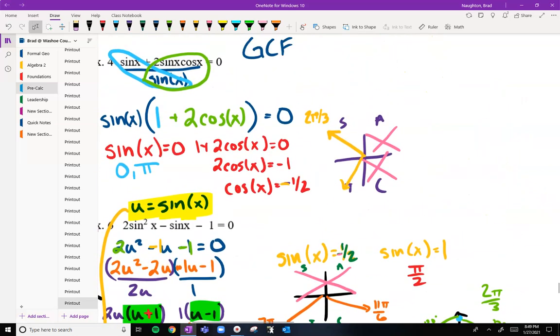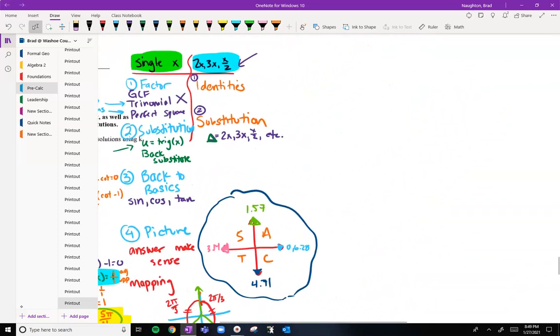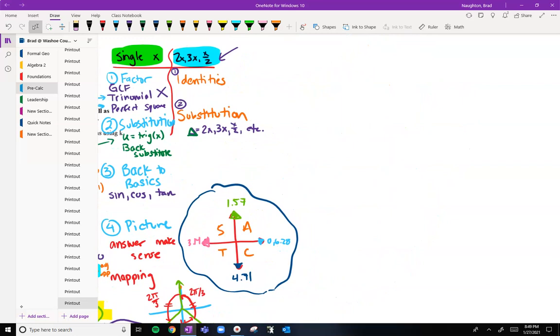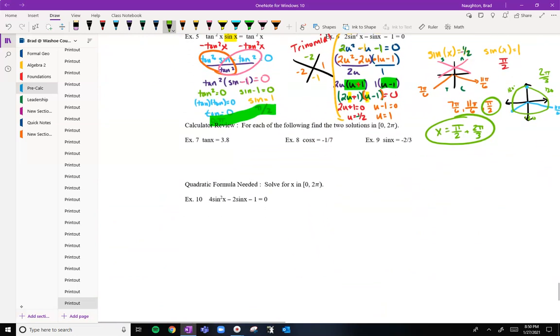So you can see how these strategies work and how they're helpful. Going back over here at the top, really trying to focus in on those. We've looked at the factoring, the substitution, the back to basics. The picture's been key, especially when we start getting in those decimals here. We're going to come back to these numbers of 1.57, 3.14, 4.71, and etc., because that's going to kind of help us out, and then we'll go to town. All right, so ladies and gentlemen, boys and girls, let's take a look at this one. So it's tangent.